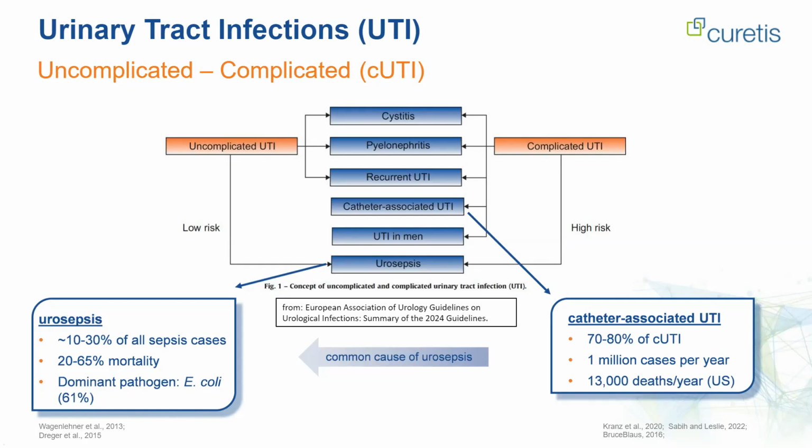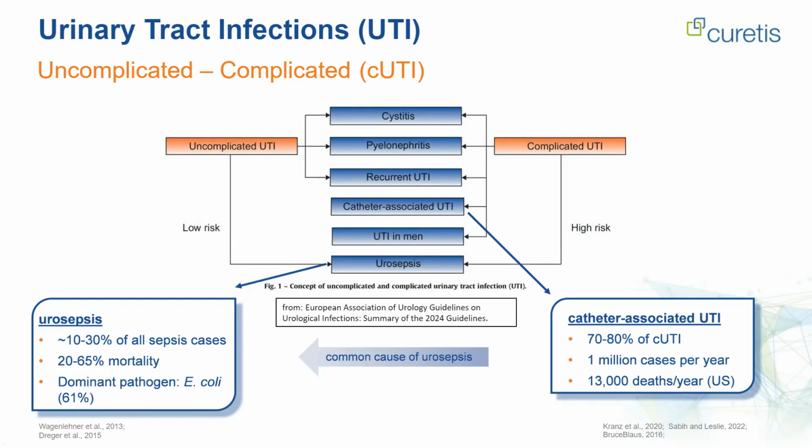Catheter-associated UTI increases the patient's length of stay in the hospital with high morbidity and mortality, and increases the healthcare cost. In the US, catheter-associated UTI is responsible for 70 to 80% of complicated UTI, accounting for 1 million cases per year in the United States, and 13,000 deaths are associated with UTI each year.